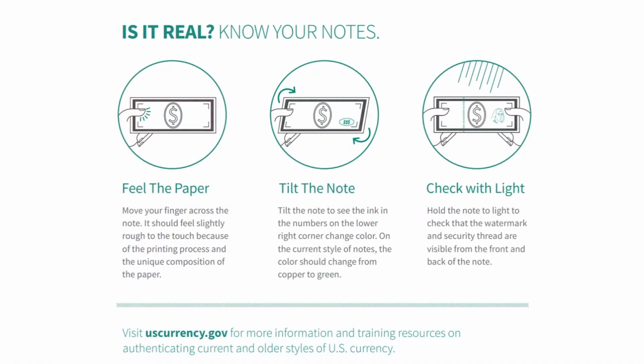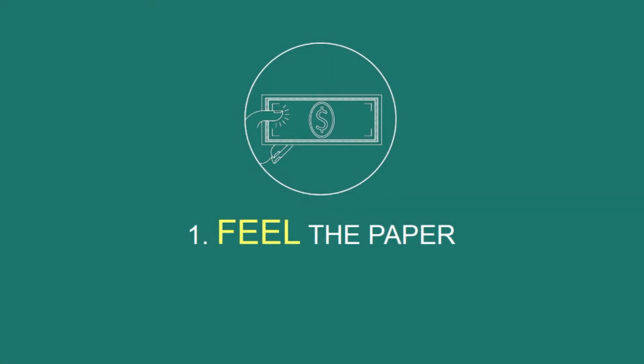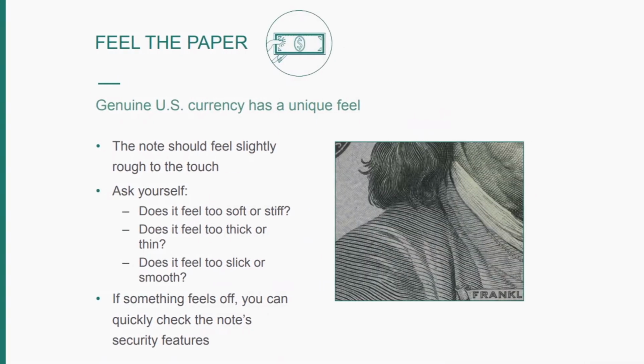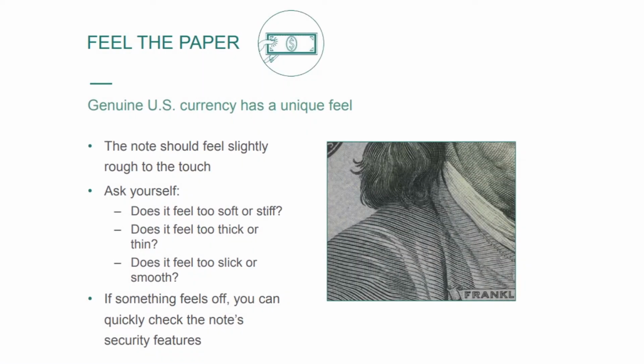To determine if the note's real, feel the paper. We're going to talk about all these in more detail, but the steps are feeling the paper, tilting the note, and checking it with light. Currency has a particular feel to it. It's not smooth, it has more of a rough texture. Sometimes it's too soft or too stiff, too thick or too thin. The size of the note sometimes is detectable just from handling it. It may be a little smaller or a little larger than a normal note. Those are things that jump out.